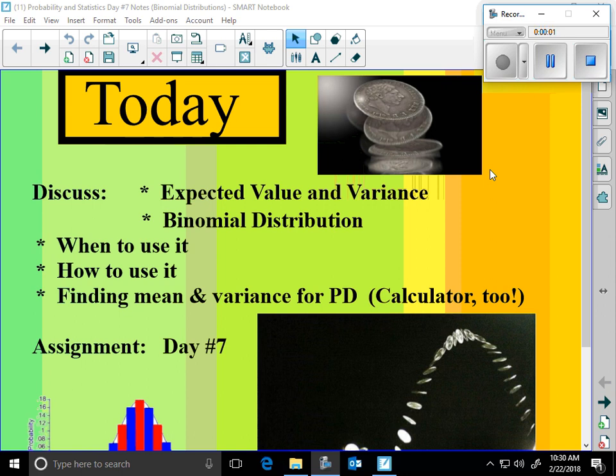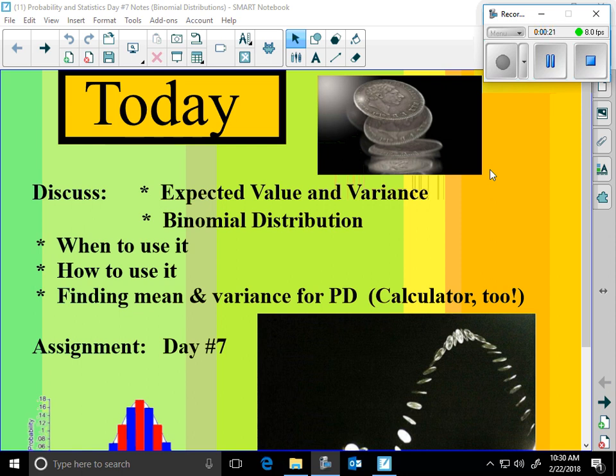Okay, today, day number 7, probability and statistics, binomial distribution. Here's what binomial means. Success or failure, right? So flipping a coin, rolling a die, rains or doesn't rain, right?